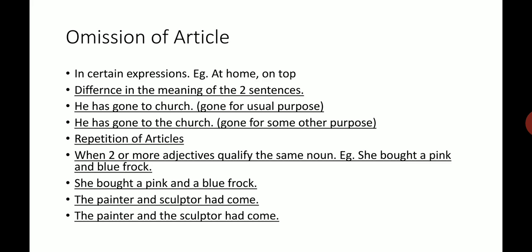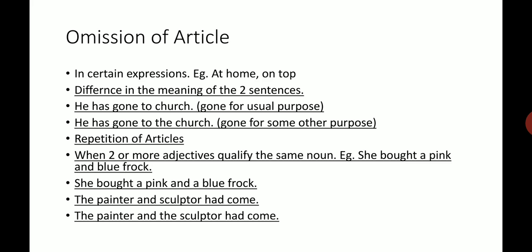Now we come to the repetition of articles. When two or more adjectives qualify the same noun, the article is used before the first adjective only. When they qualify different nouns, the article is used before each adjective. As you can see in the example, the first sentence says, she bought a pink and blue frock. It means she bought one frock which was in two colors, pink and blue. So the article is used before the first adjective only.